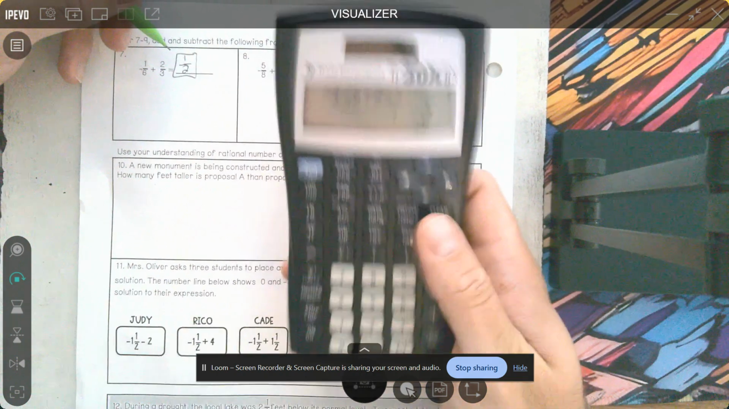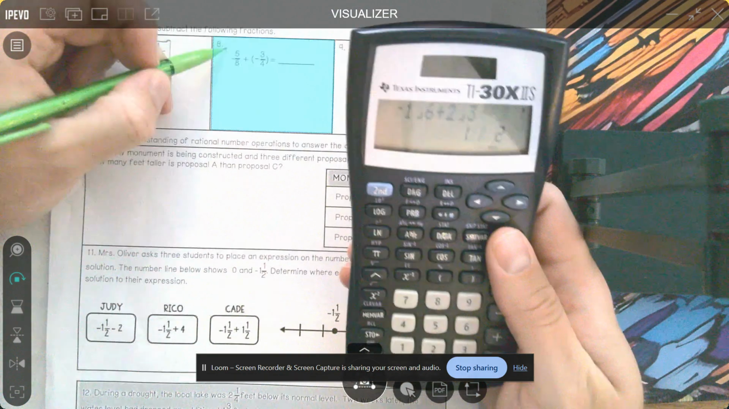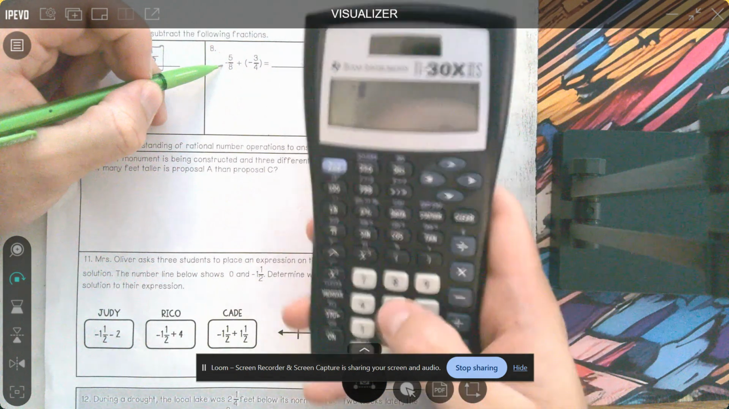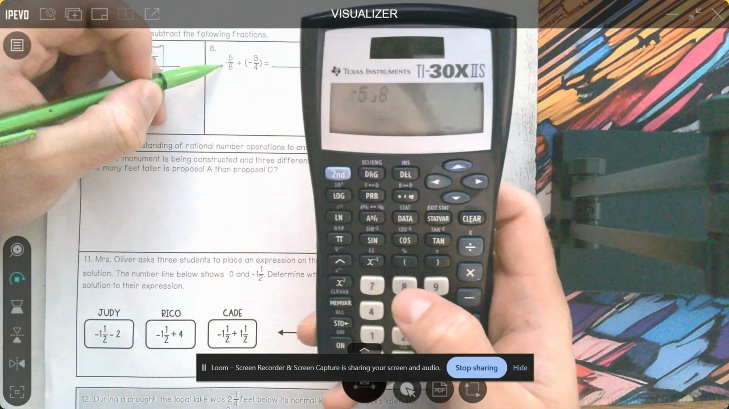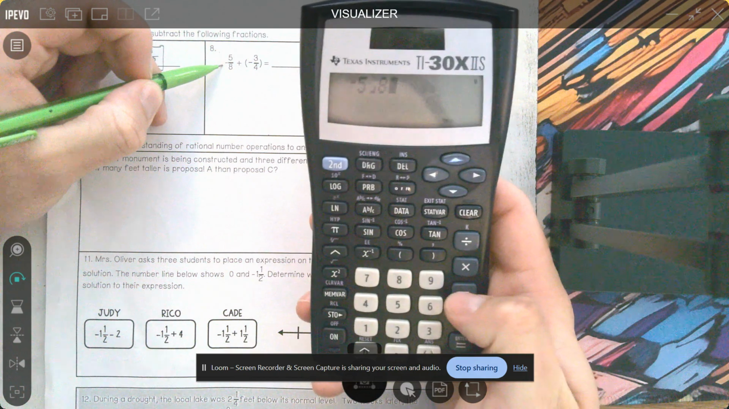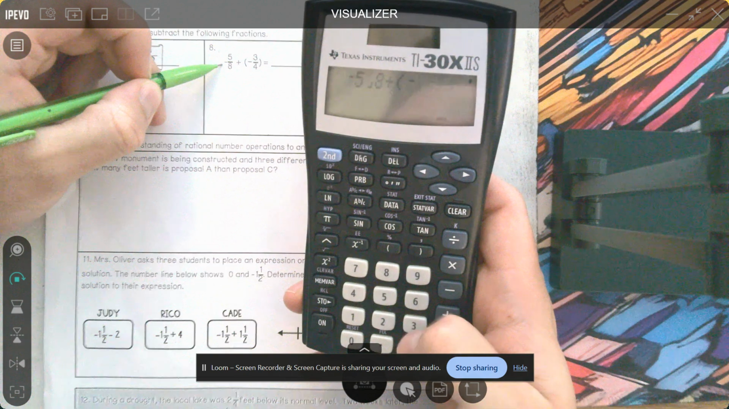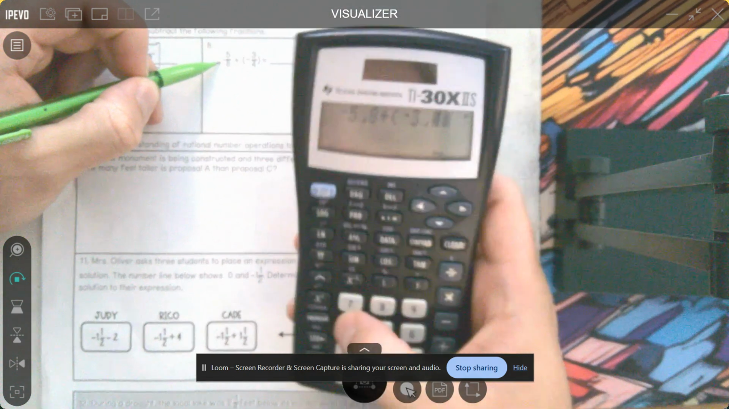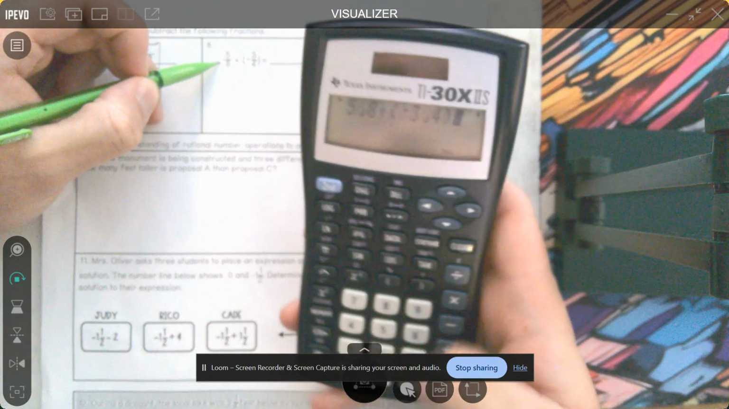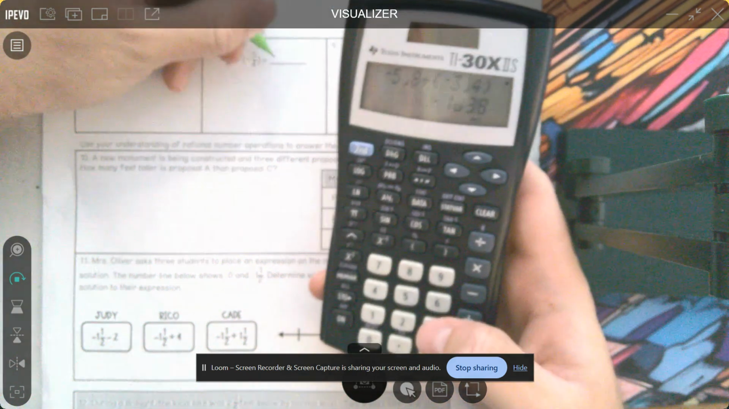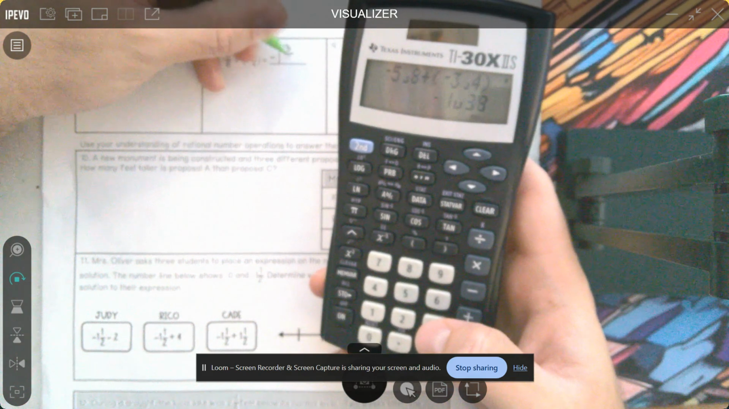Okay. Let's try number 8. Let's type in our calculators. We have negative 5 ABC 8 plus a negative, don't forget your parentheses, a negative 3 ABC 4, close parentheses, enter, and you get negative 1 3/8.